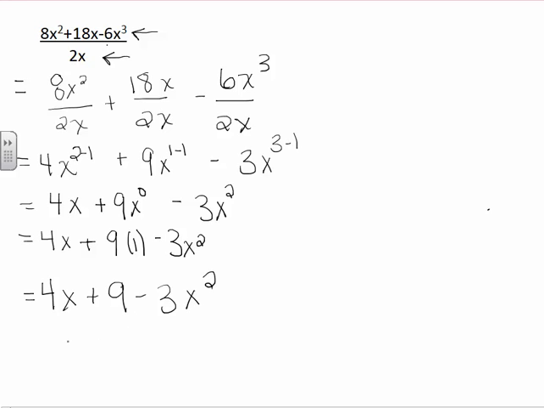Now you're always encouraged to write your final answer in order of decreasing exponents. So we should have our 3x squared out first, then our 4x, and then our 9. And that is your final answer. And it also concludes our lesson on multiplying and dividing monomials.